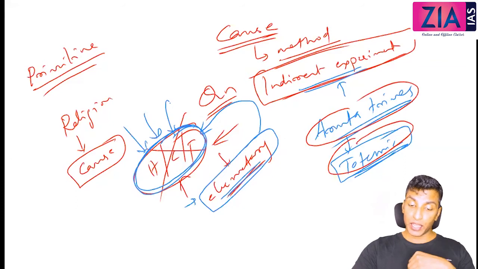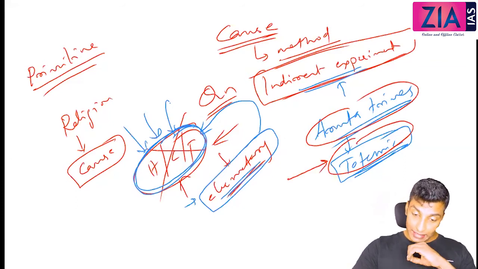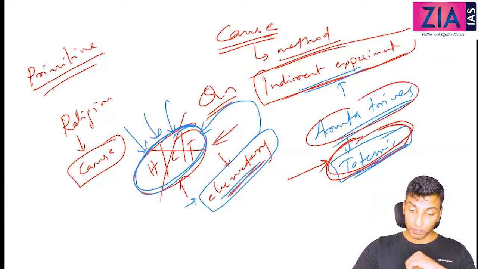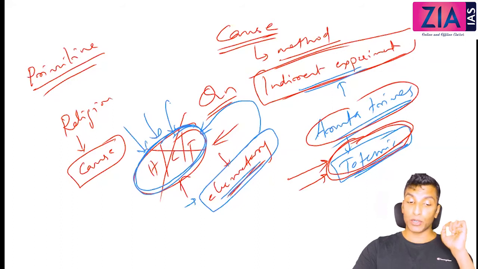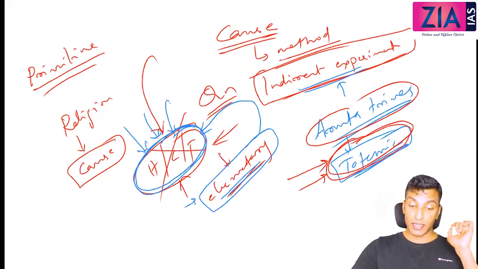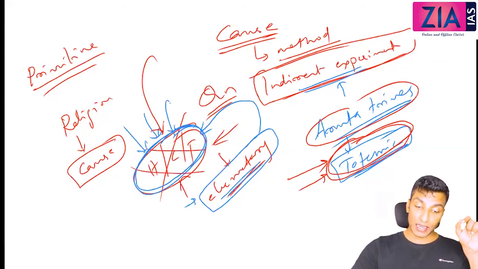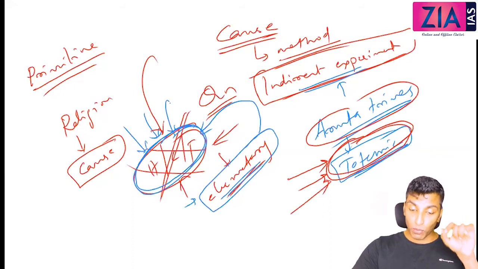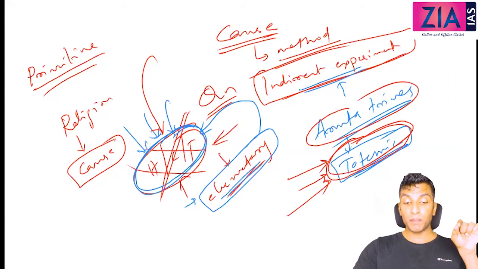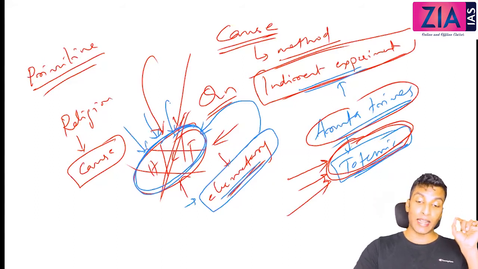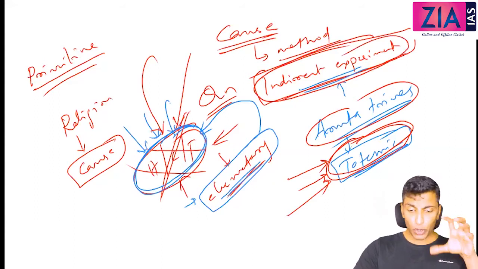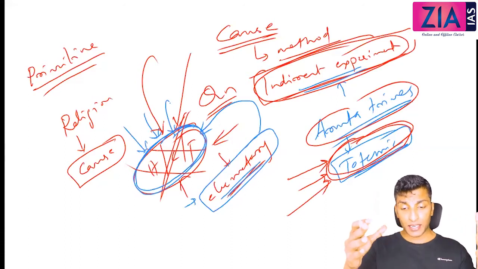So according to Durkheim, if you can establish the cause of the totem, or how the totem came into existence, the same will be the cause of modern day religion. So rather than studying complex religion, you study this small religion and establish its cause. The same will be the cause of these religions. That's what indirect experiment is.